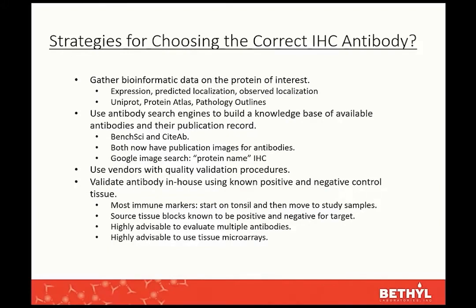Most of the immune markers, like CD3, CD8, etc., you can start on a tonsil and then move to your study samples. You can also source the tissue blocks that are known. And we highly advise that you bring in multiple antibodies to look at and to evaluate, and we'll show an example of why that's important. And we highly advise to use tissue microarrays. You want to know if the antibody behaves consistently across multiple tissue types.